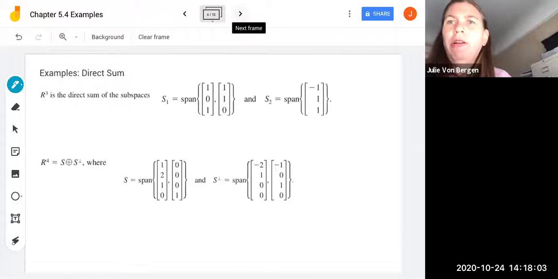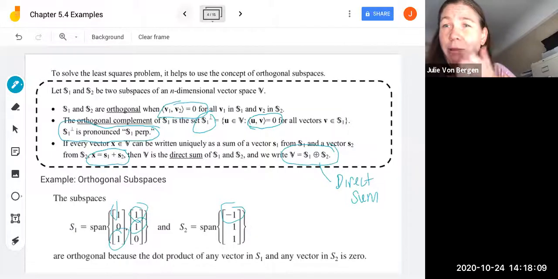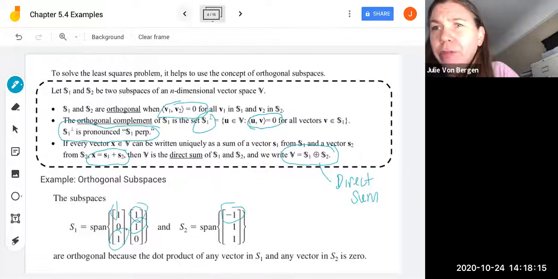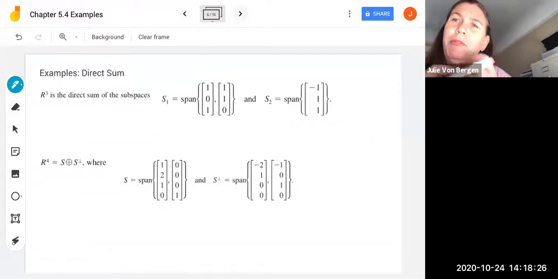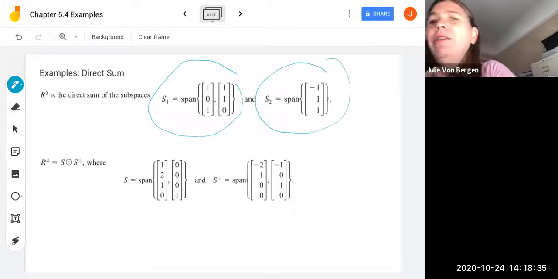All right, and then recall from our definitions over here, the direct sum is when every vector x in V can be written as a unique sum of a vector from S1 and a vector from S2. Then we say V is a direct sum of S1 and S2. So let's look at some examples of direct sums. R3 is the direct sum of these subspaces S1 and S2. You can see every vector in R3 can be written as a unique combination of vectors from S1 and S2.